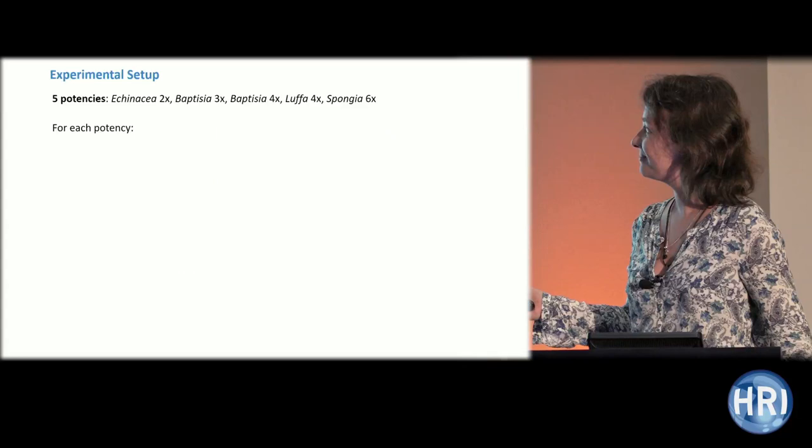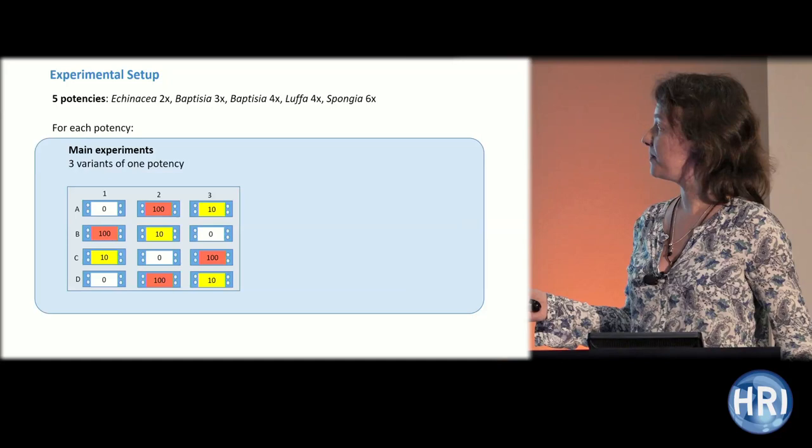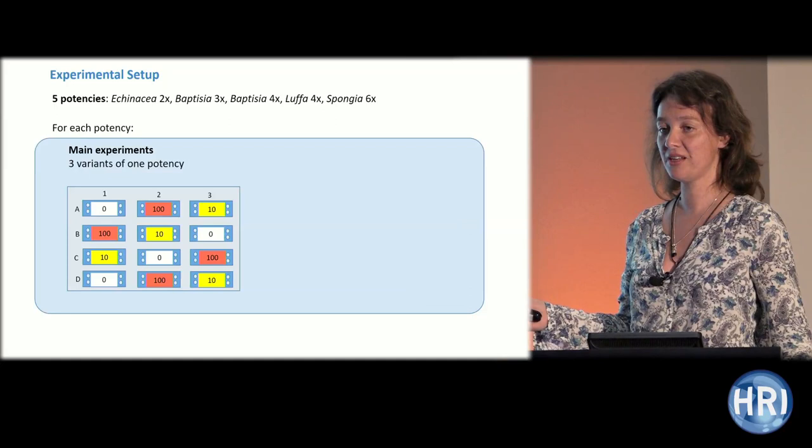So these are the slides in the chamber, and the 100 which are red, 10 which are yellow, and 0 which are white slides represent the places in the chamber where the three different variants of each potency were put on. The 100 times succussed variant, the 10 times succussed variant, and the unsuccussed only diluted variant.